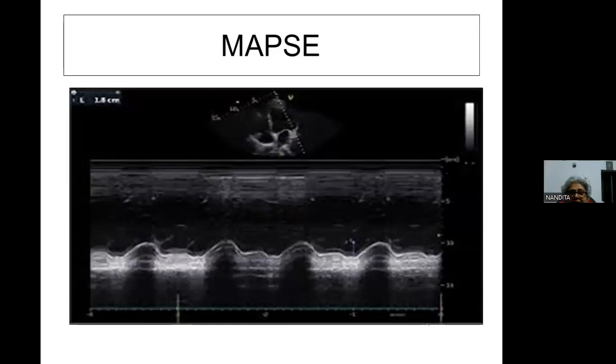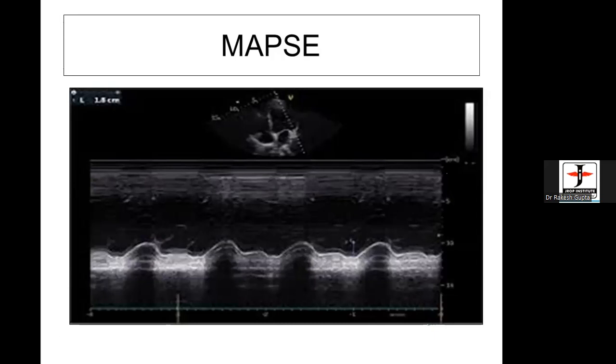Question over to sir. Look, MAPSE came into existence about 40 years down the line. In today's circumstances, we are not talking of ejection fraction, we are talking of 3-dimensional ejection fraction. But where it has been found to be very useful is in intensive care units, where we don't have good imaging quality. If you put a cursor on either the medial annulus or lateral annulus, you'll get how much the systolic excursion is happening.